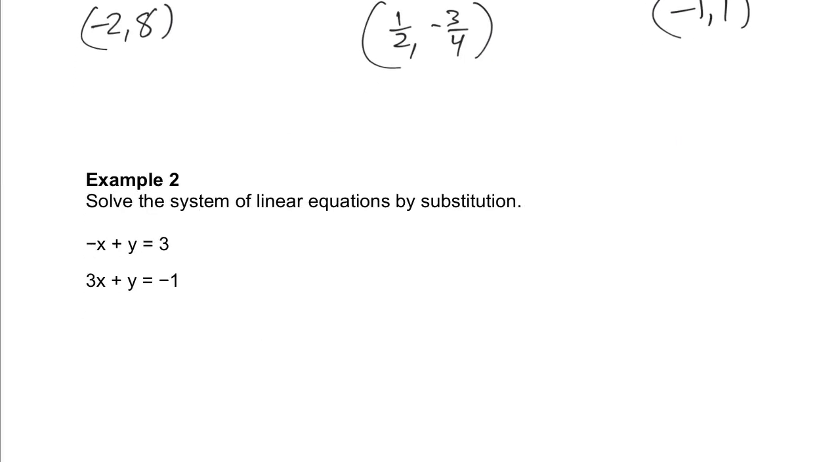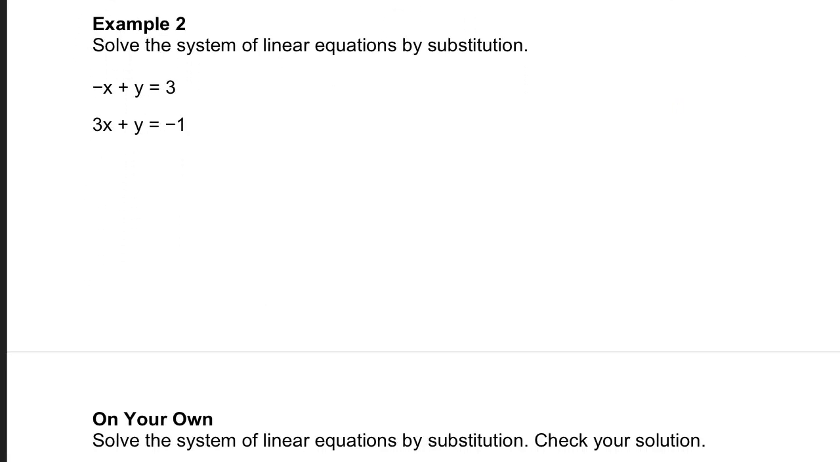All right, so let's go ahead and move on to example number 2. Our example number 2 has the two equations. First one is -x plus y equals 3, and then 3x plus y equals -1. Notice neither of these has an equation solved for a variable, or it's already by itself. So you get to pick. And honestly, either one would work.